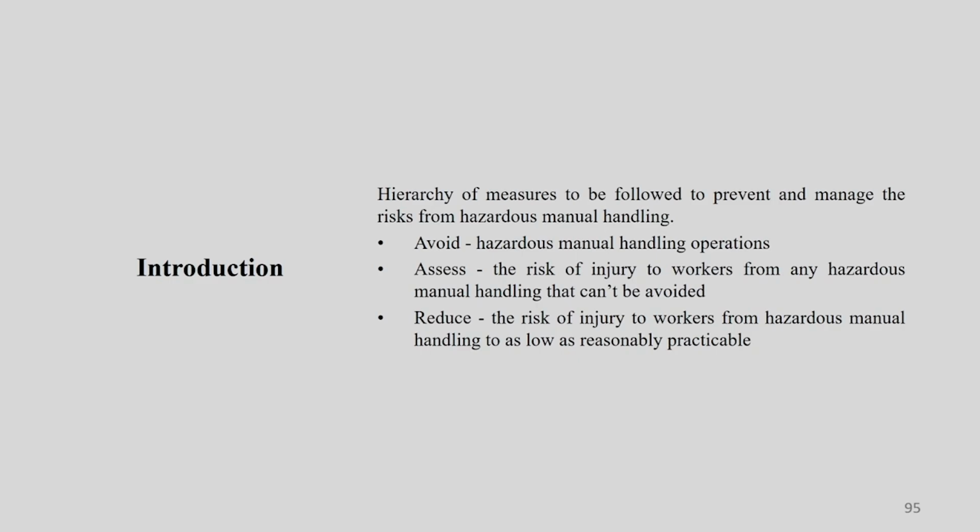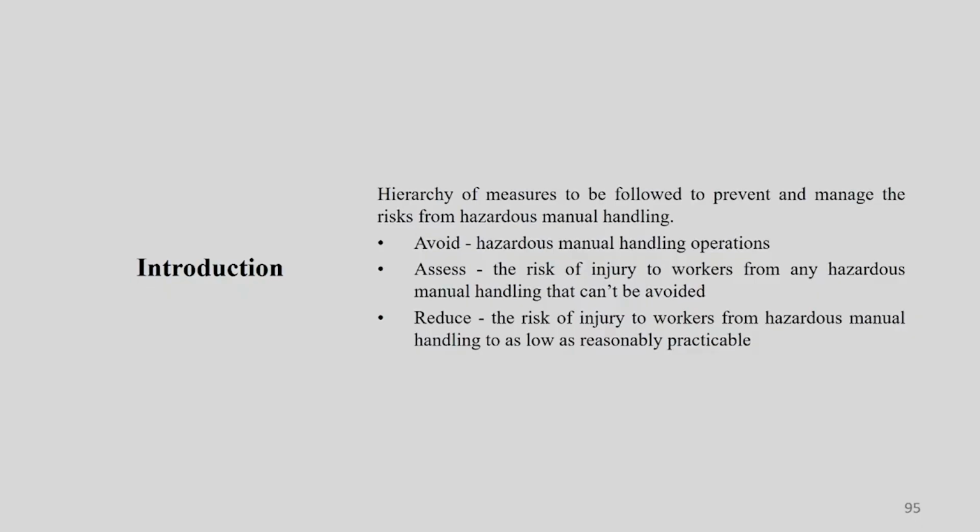So first we try to avoid any kind of manual handling. If there is a situation where we cannot avoid manual material handling, there we need to assess what the risk of injury is. That is the second. And third is reduce. You are going to reduce the risk of injury to workers from hazardous manual handling to as low as reasonably practicable. Here this is very important.